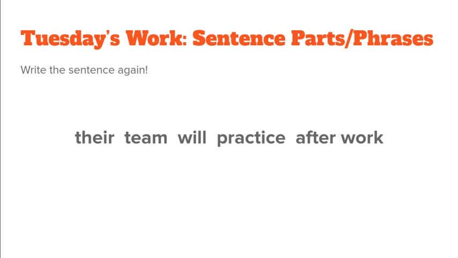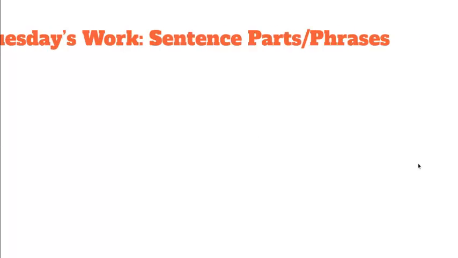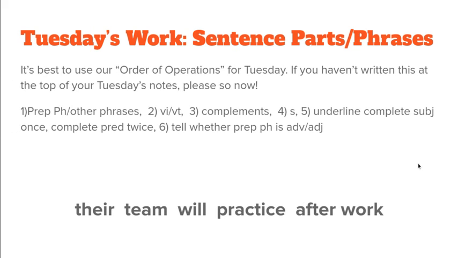So the first thing they'll do when they come into class is write their sentence again. Again, spread it out so that you can label it. So we label for sentence parts and phrases on Tuesday. So it's important that we do Monday's work first, because in order for there to be a subject labeled, it has to be a noun or pronoun on Monday. So it helps the student connect parts of speech with the sentence parts and phrases. Super important that you go in this order.